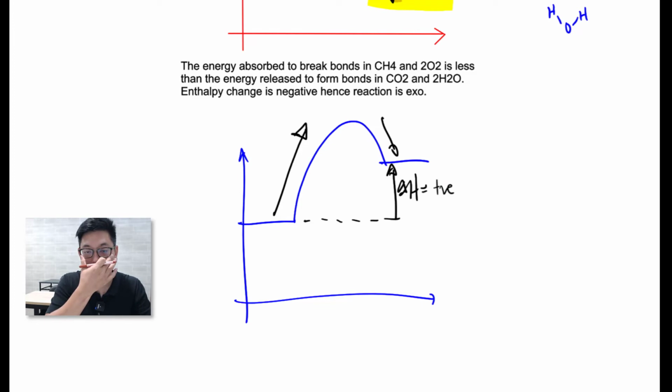So I'm going to say again, whenever you come across an enthalpy change question, sketch an energy profile diagram, then answer the question. It will help you in your next test or exam.